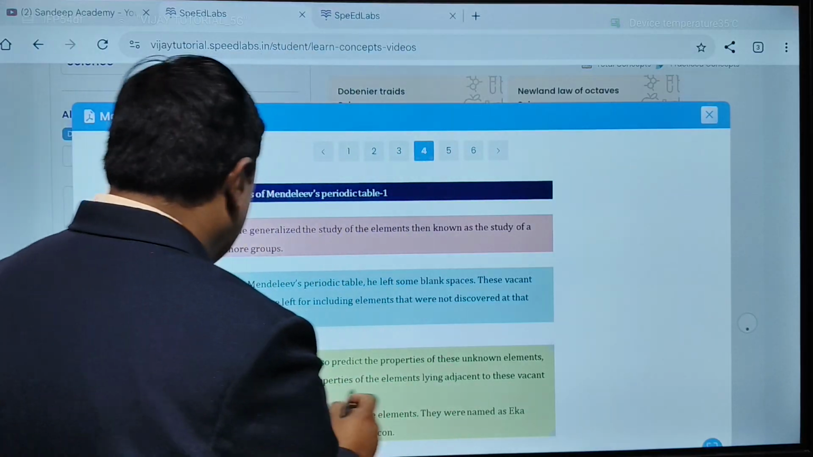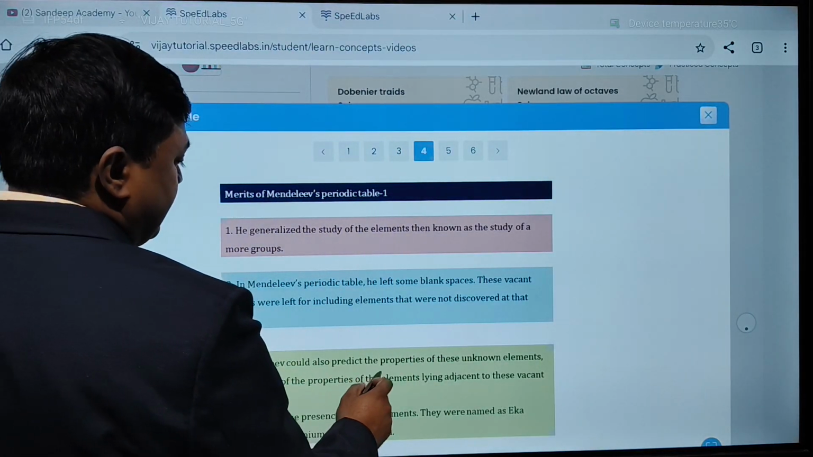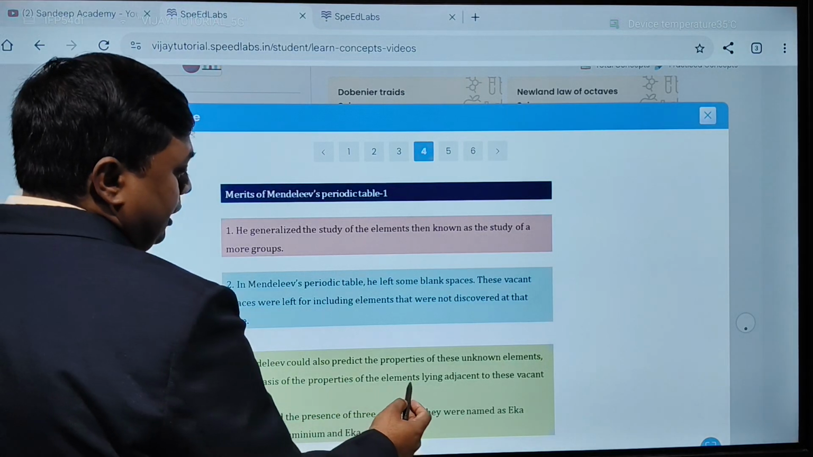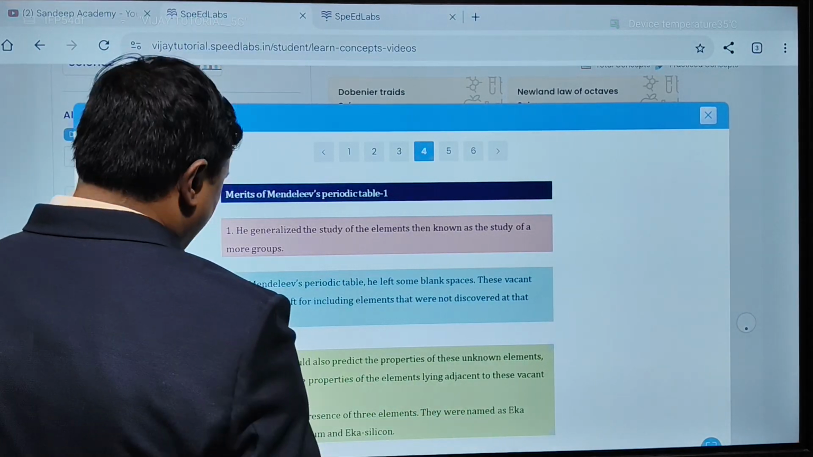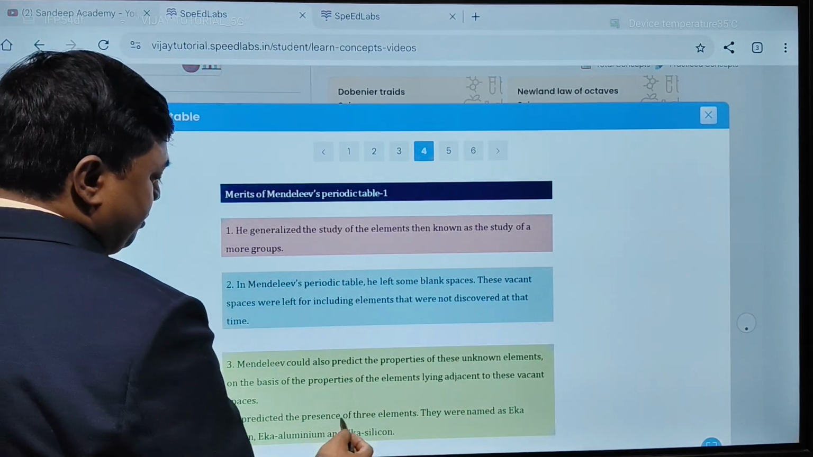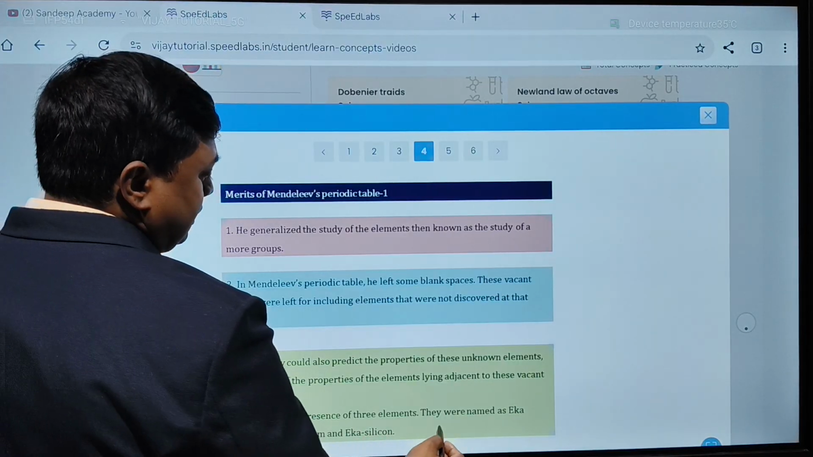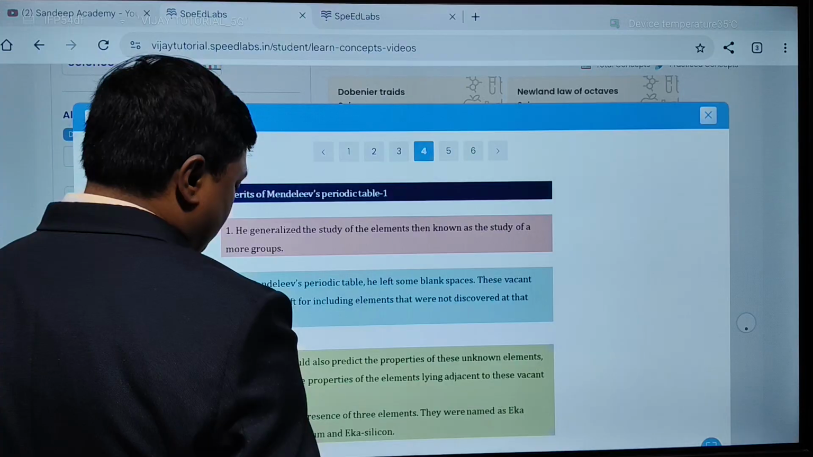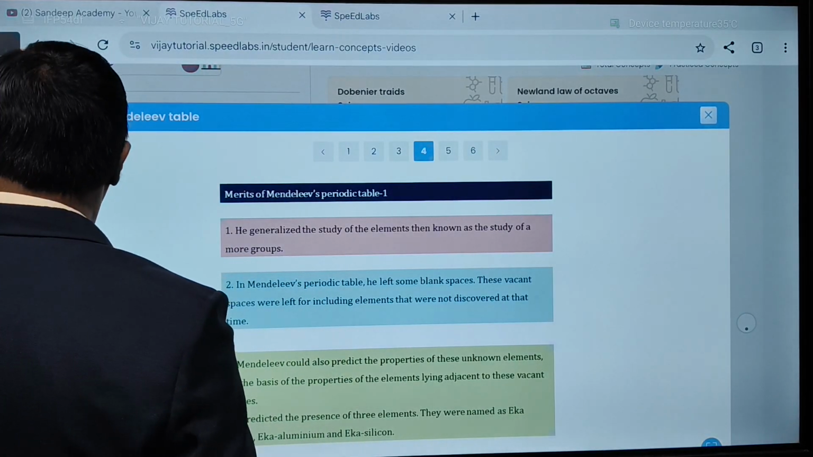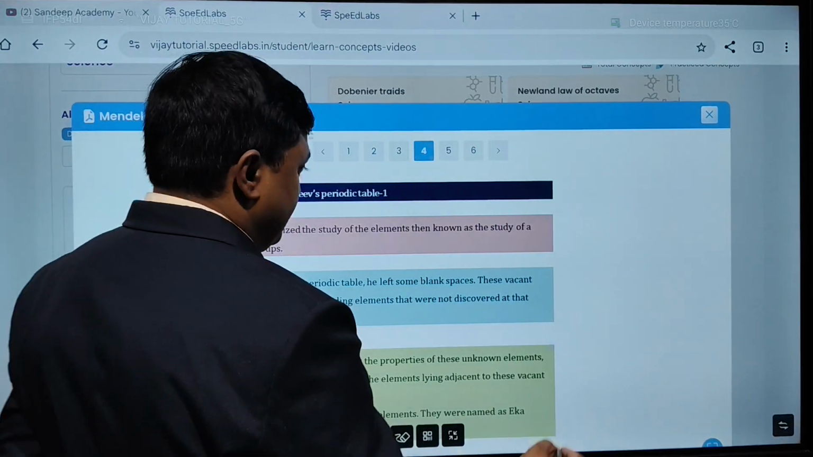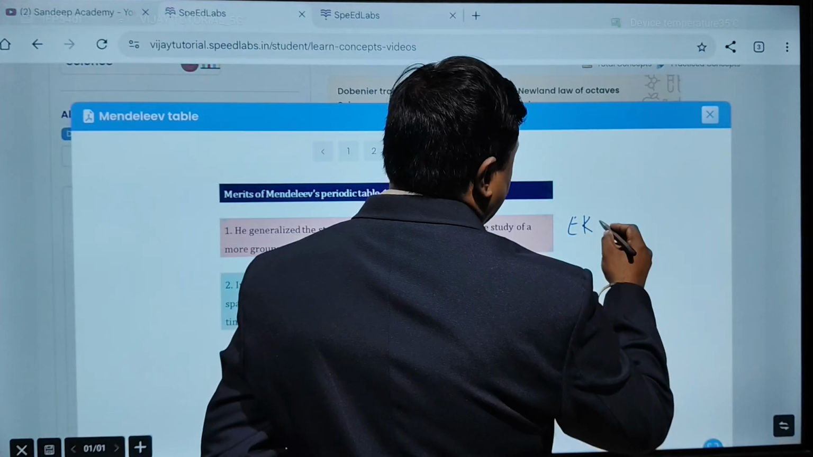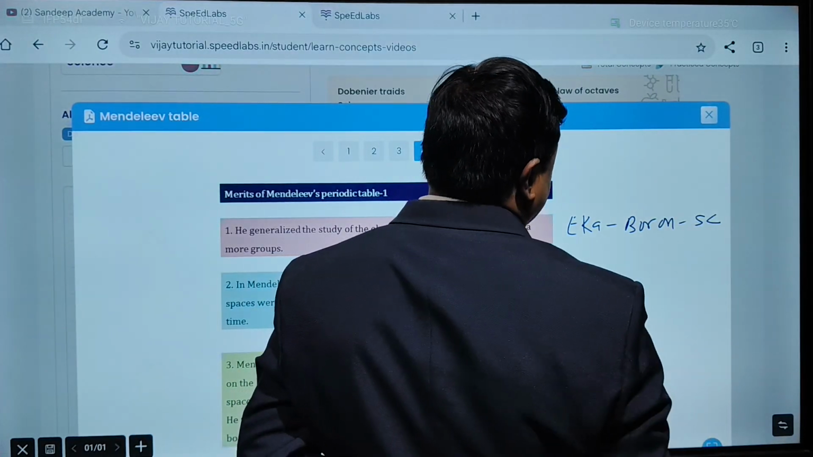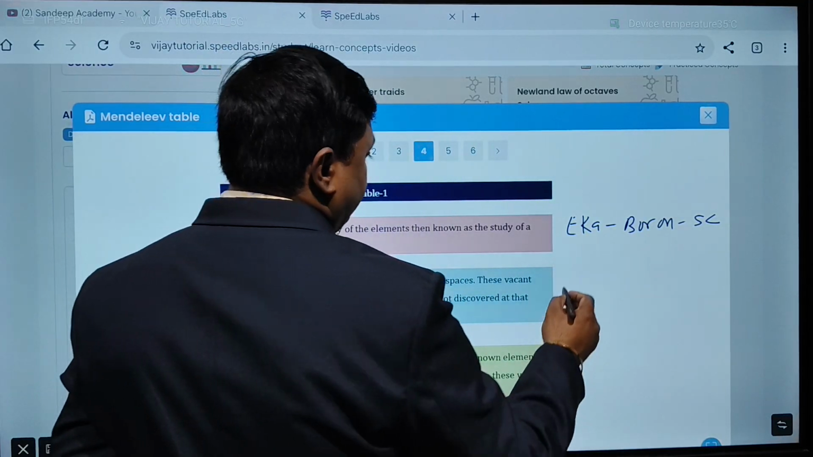Yes or no? Next, Mendeleev could also predict the properties of these unknown elements on the basis of properties of the elements lying adjacent to these vacant spaces. He predicted the presence of 3 elements. They were named Eka-boron, Eka-aluminum, and Eka-silicon. So Eka-boron, later it was called what? Scandium, Sc.